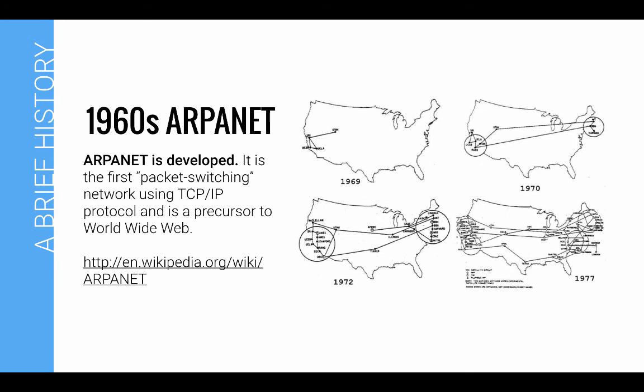If you look at these pictures on the right, you'll notice that in 1969, which is kind of when it was first beginning, then in 1970, it went over to the East Coast, and then it grew a little bit more in 72. And you can see in 77, it was quite significant. And you can only just imagine now, ARPANET is not ARPANET anymore.